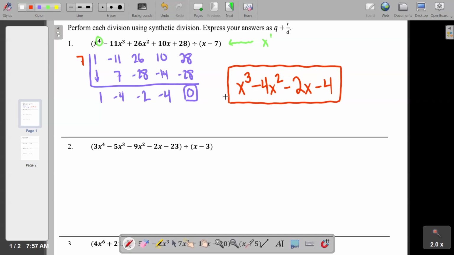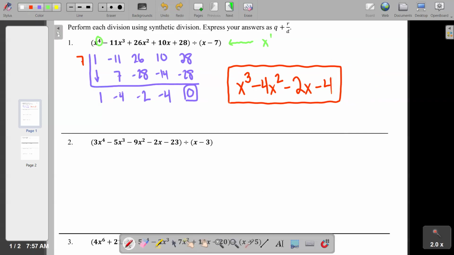Any questions there? So no remainder just saves us. You know how if there was a remainder, we'd have to put something in that green circle plus a fraction. We just don't have to. So that's it for number 1.